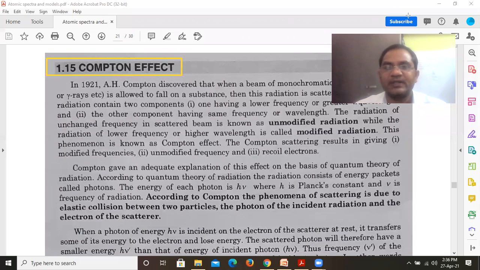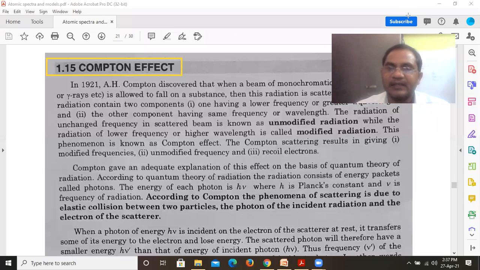The radiation of unchanged frequency in the scattered beam is called unmodified radiation. The radiation of lower frequency or higher wavelength is called modified radiation. That phenomenon is called the Compton effect, right?